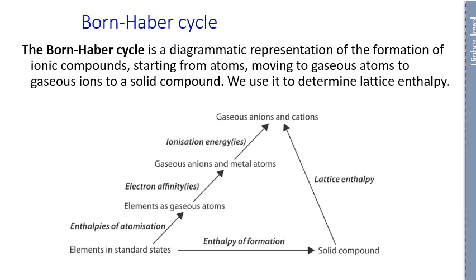Now let's introduce the concept of the Born-Haber cycle. What is a Born-Haber cycle? Well, the Born-Haber cycle is a diagrammatic representation of the formation of ionic compounds, starting from the associated atoms, moving into the gaseous atoms to the gaseous ions to form a solid compound. We use it to determine this lattice enthalpy, which we've already touched on. You can see it's kind of like an extension of Hess's law. We're just adding up all these different enthalpies to get the enthalpy of formation of a solid compound.